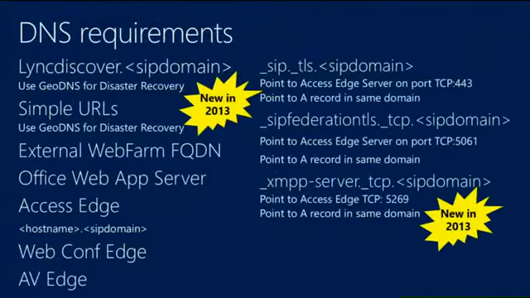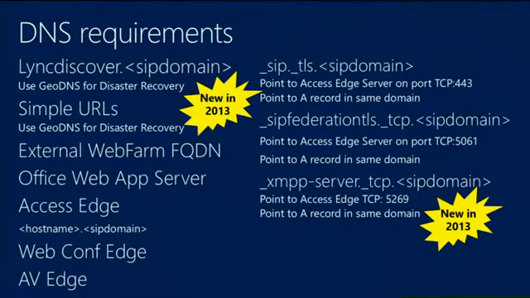DNS requirements, I think what's new here really is that for Lync discover and for the simple URLs, we now recommend to use GeoDNS to provide disaster recovery. If you don't do that, if you just point them to one reverse proxy in your whole environment, and you lose this reverse proxy, well, then users can't sign in anymore. They might if you have the SRV record fallback and if they are not mobile clients, but sign in might be affected. For sure, they will not be able to join any meetings anymore, because for joining a meeting, I need to go to the simple URL. If I can't find it, then I'm in trouble.